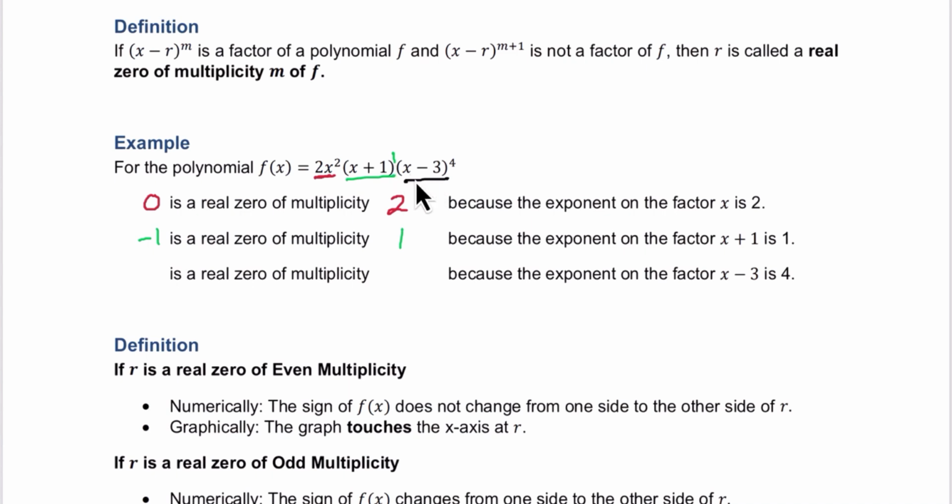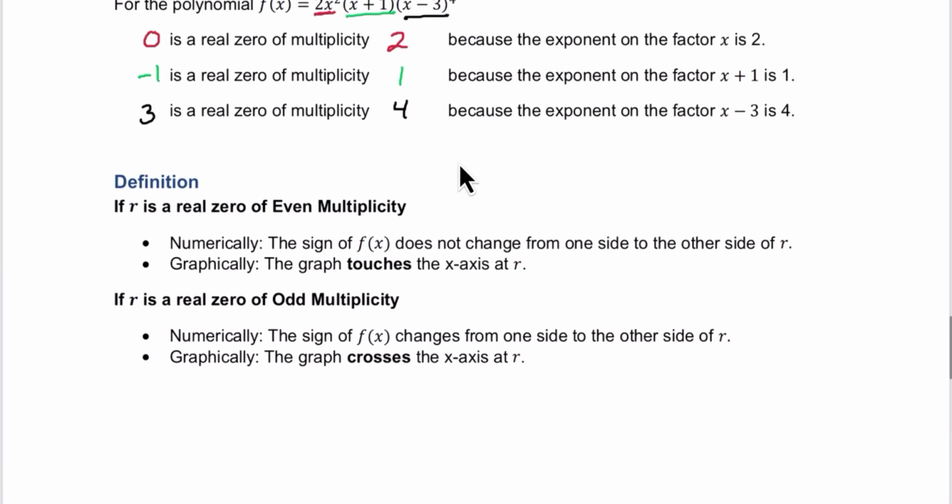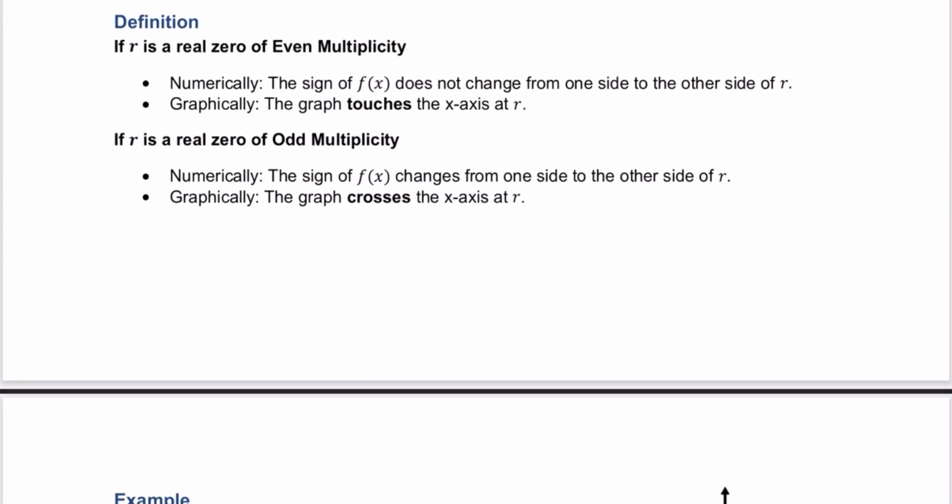And then this factor will generate a 0, which is 3, or an x-intercept of 3. Its multiplicity is indicated by the power. Its multiplicity is 4. Multiplicity is going to tell us something about the graph.